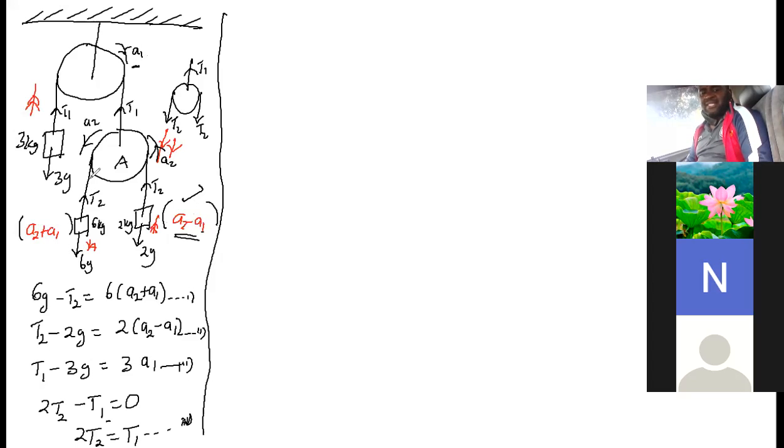While for the 6, because the 6 is going down and the A2 is going down, even this string is going downwards, even this one is going downwards, then the resultant of acceleration on the 6 becomes A1 plus A2.